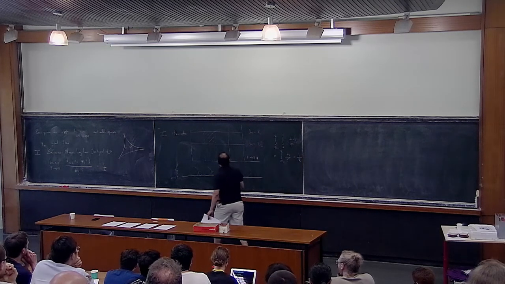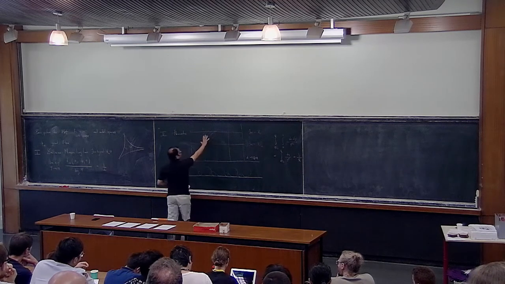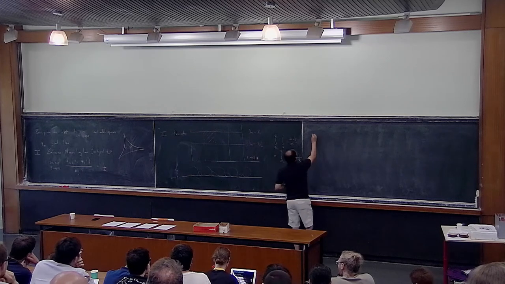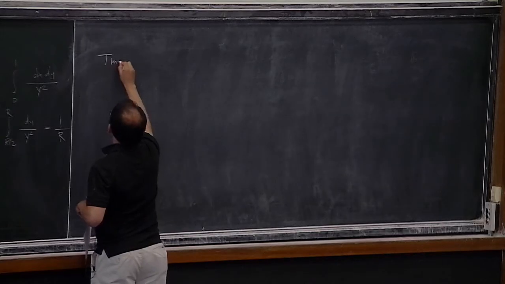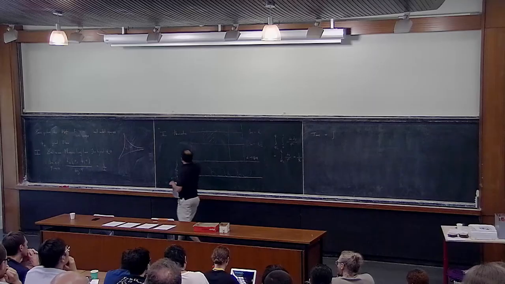Okay, so let's take a typical geodesic and ask ourselves, how much time am I expected to spend in this region? So the time that a typical geodesic is expected to spend, well, it's just the integral. So let f_r be the characteristic function.